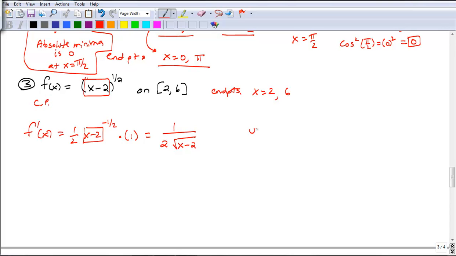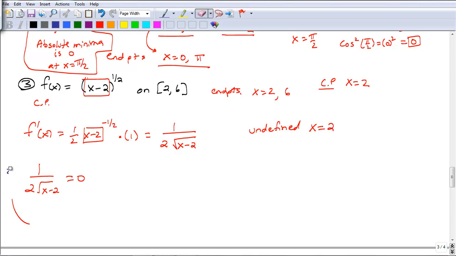Well, there's my first derivative, and notice it's undefined when x equals 2. If I put 2 in there, I get a 0 on the bottom. So I get a critical point at x equals 2 where it's undefined. I also get a critical point where it's equal to 0. So to figure out where this is equal to 0, I set it equal to 0. Multiply both sides by the denominator. Multiply both sides by 2 root x minus 2.